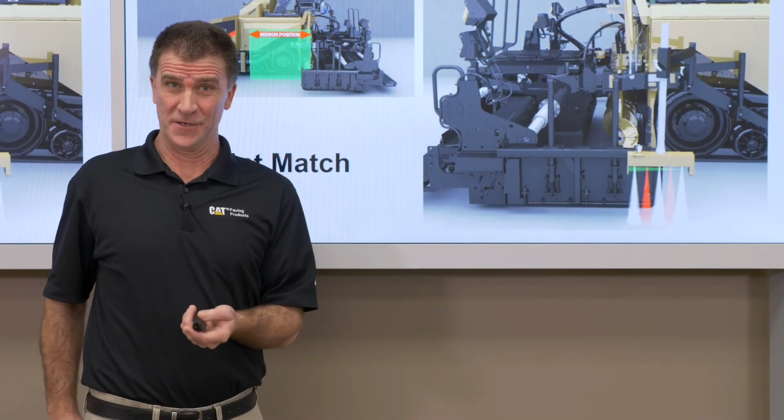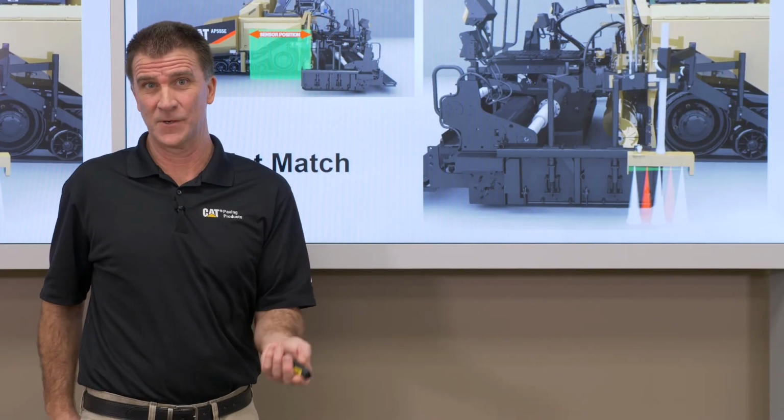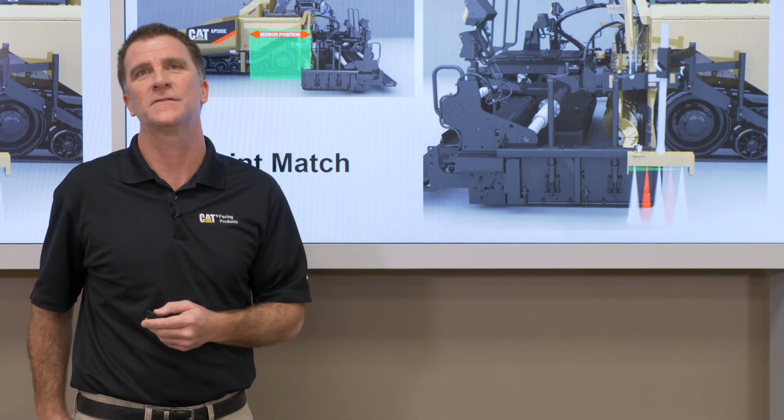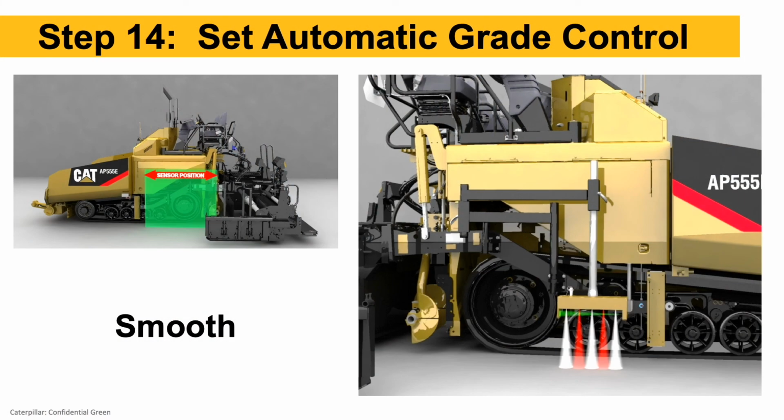A lot of times I don't want to do that because I want a smoother mat than what I'm paving over top of, right? So it depends what I'm doing as to where I put this sensor. If I want a smooth mat, and it's just a single sensor, I put it up by the toe point. The screed's going to react a lot slower, but it's going to give me a nicer, smoother mat.